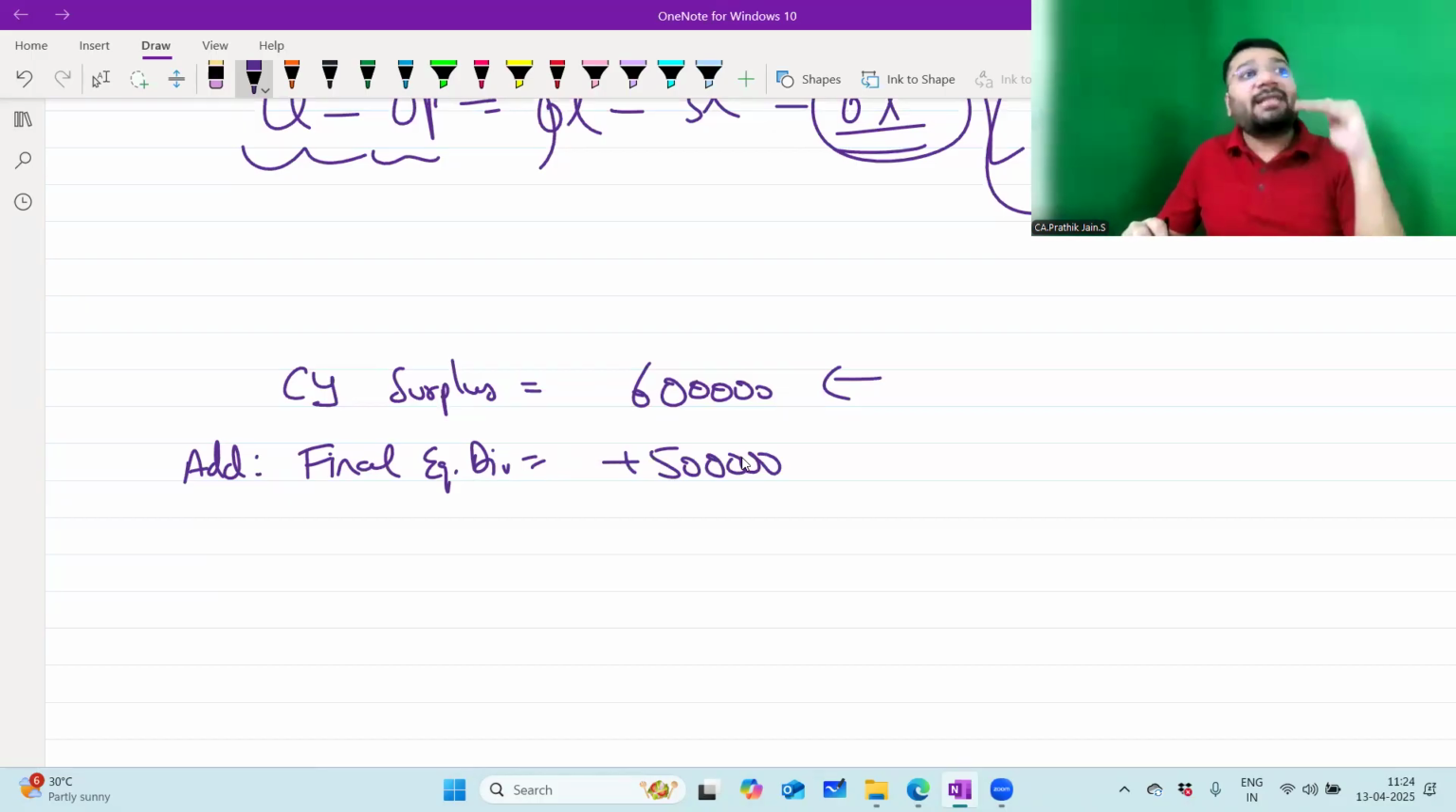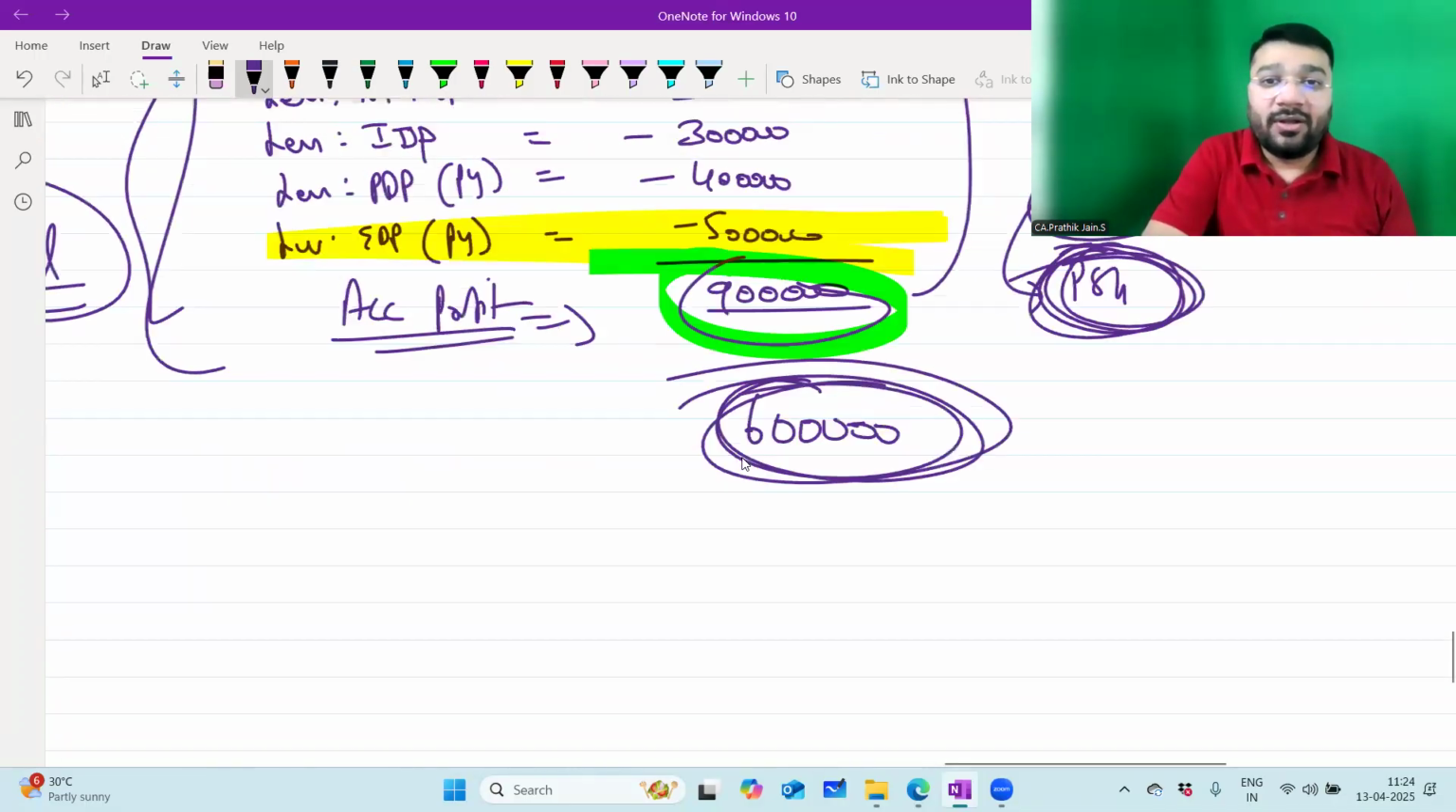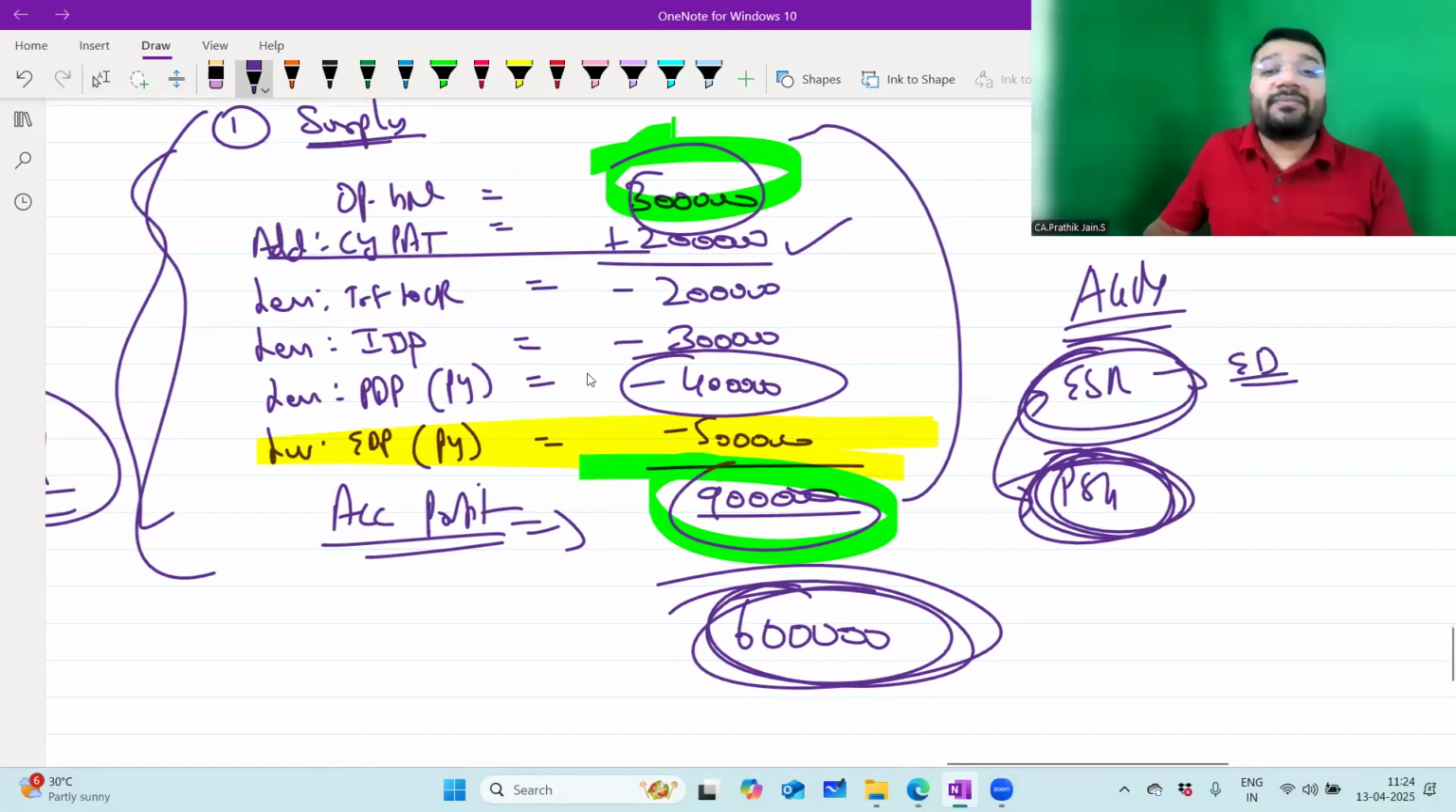I'll go in the same order. In what order did I add and subtract? In the same order, I'll go in reverse. Reverse order will be the same, ulta order. So what is the second last item that is subtracted? 4 lakh was preference dividend subtracted.